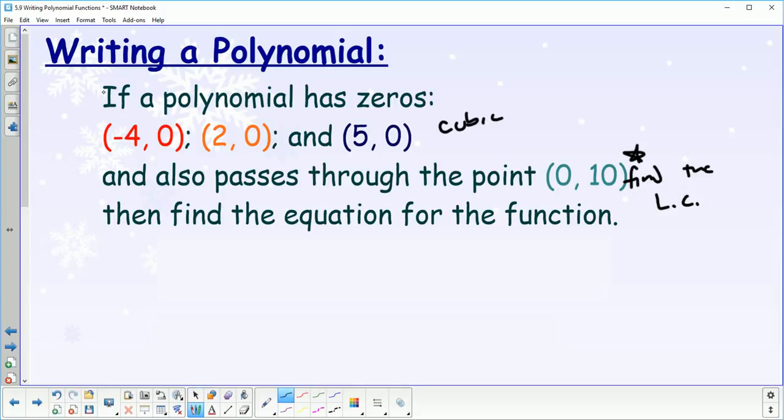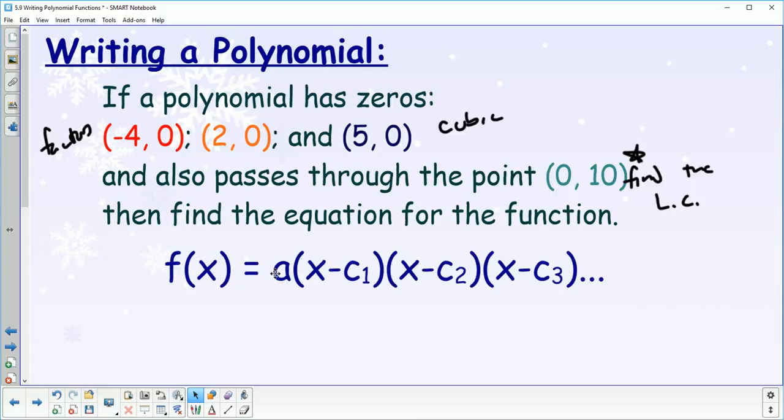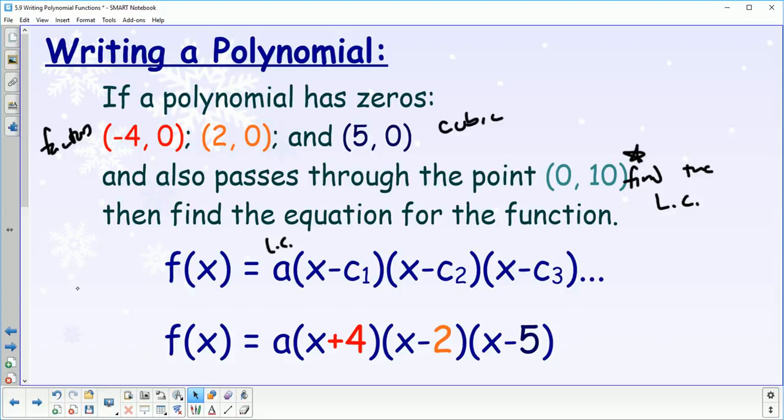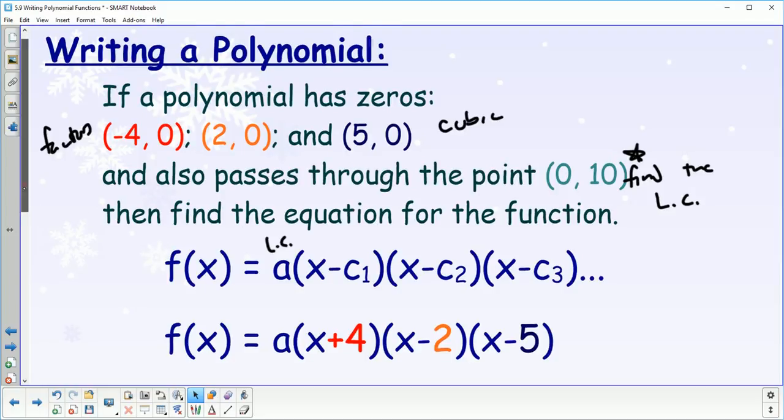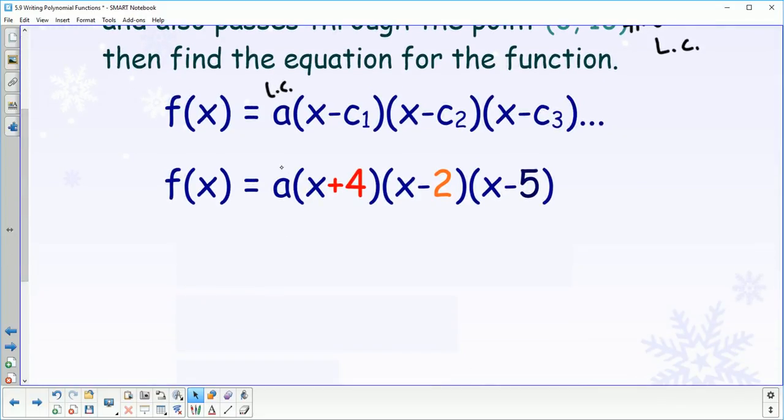Before we do that, what we want to do is take these zeros and write them as factors. So I'm going to have f of x equals a, being my leading coefficient, which I haven't figured out yet. And then I'm going to have x minus c1, x minus c2, x minus c3, for as many zeros as I have. In this case, I only have 3, so I only need to write the 3. x plus 4, because that's negative, remember I have to switch the sign, x minus 2, and x minus 5. And the last thing we need to do then is find this value for a. That's the new piece for us.